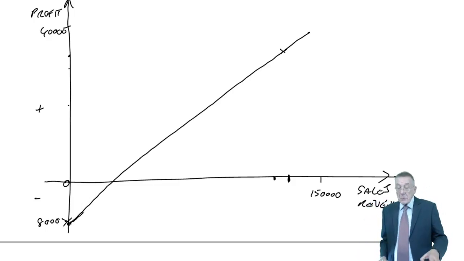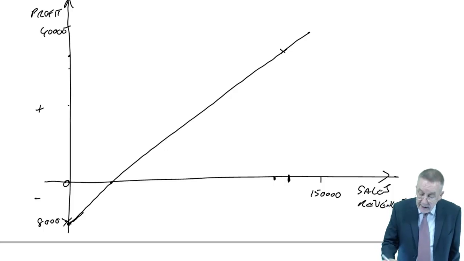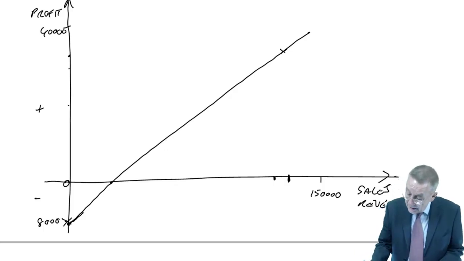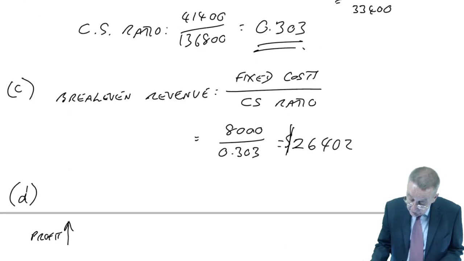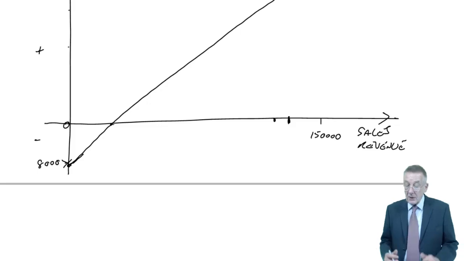There we go. And there's our PV chart. And again, we don't read things off the graph, but there would be the break-even revenue. Does it look realistic? Break-even revenue, 26,400. Yes, of course it does. It looks okay.